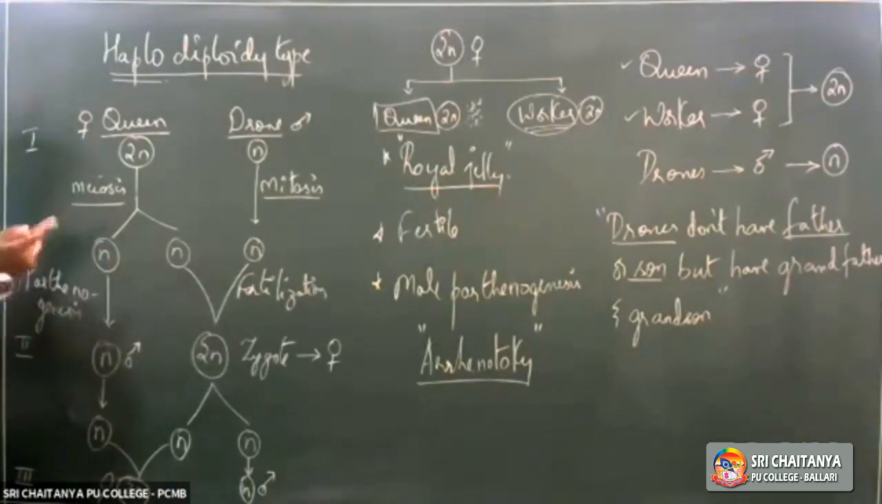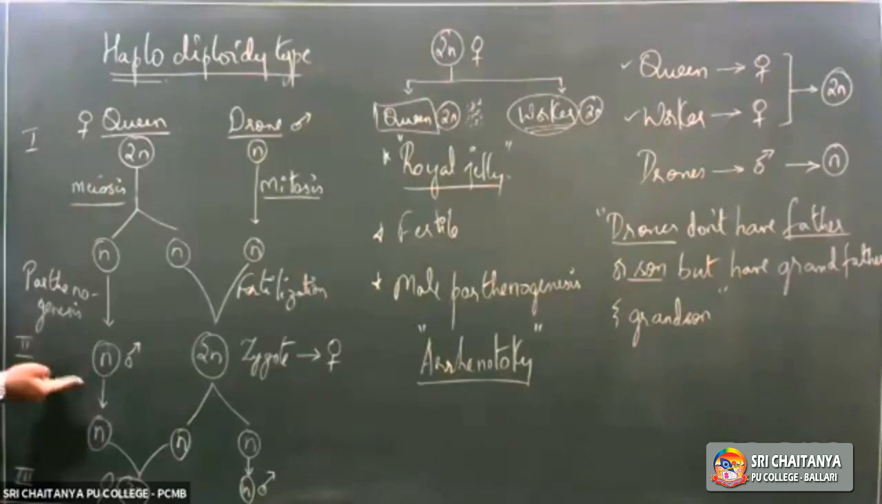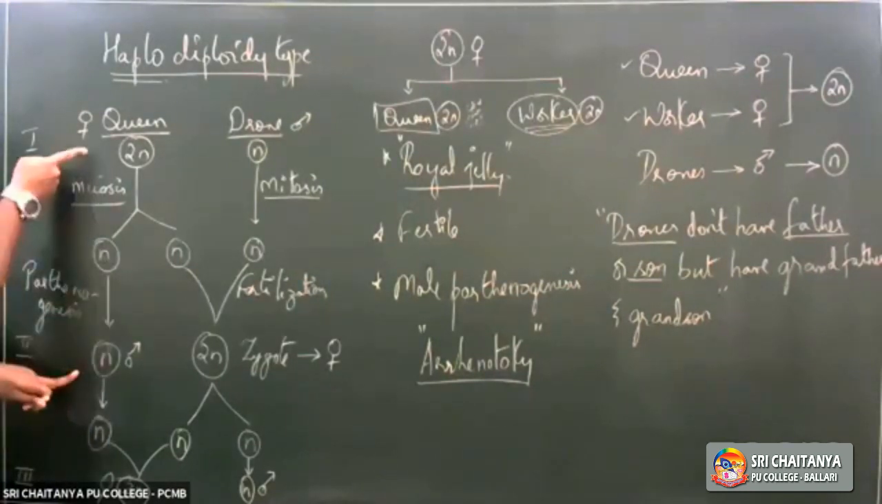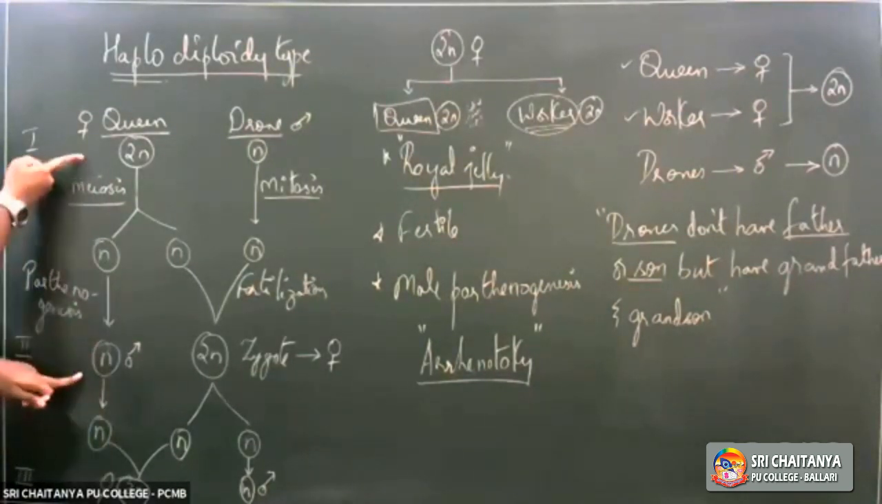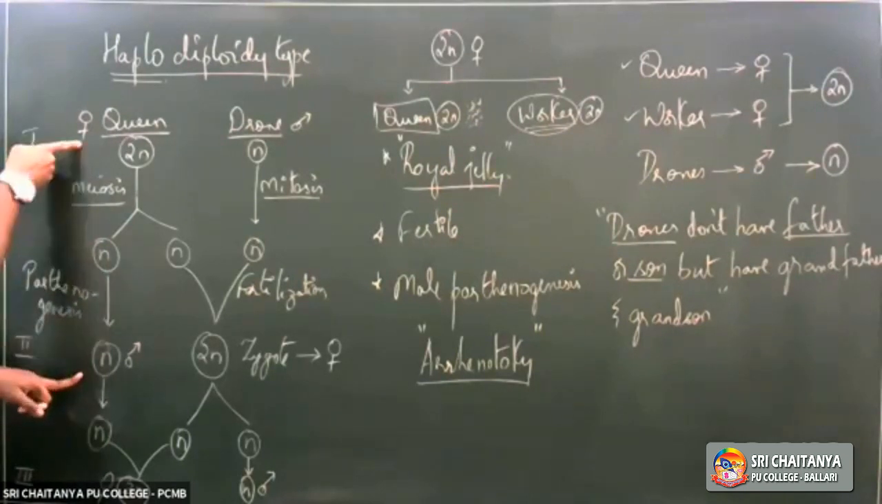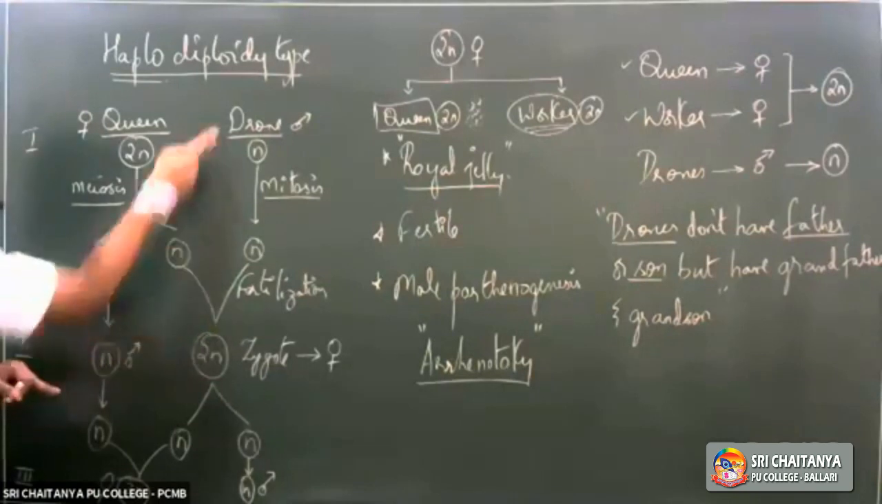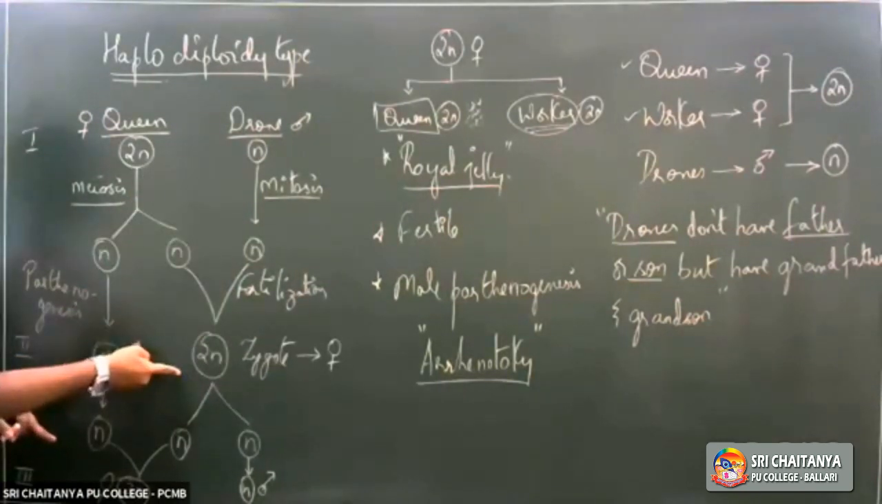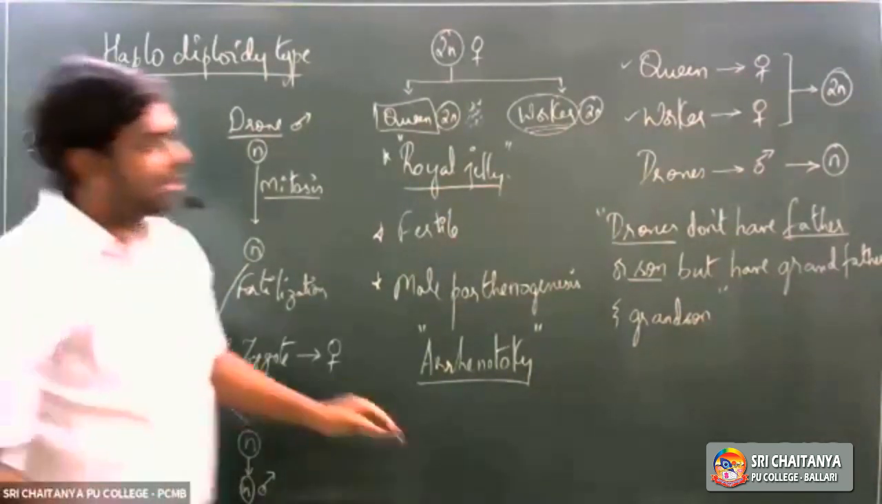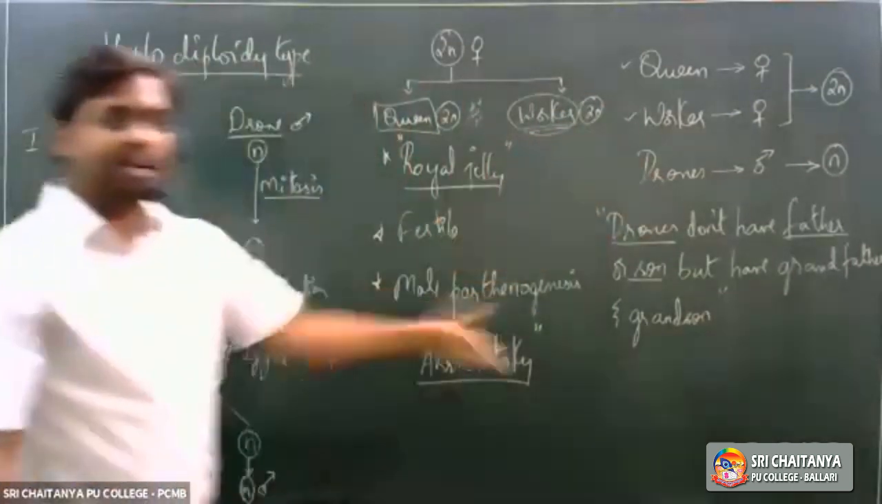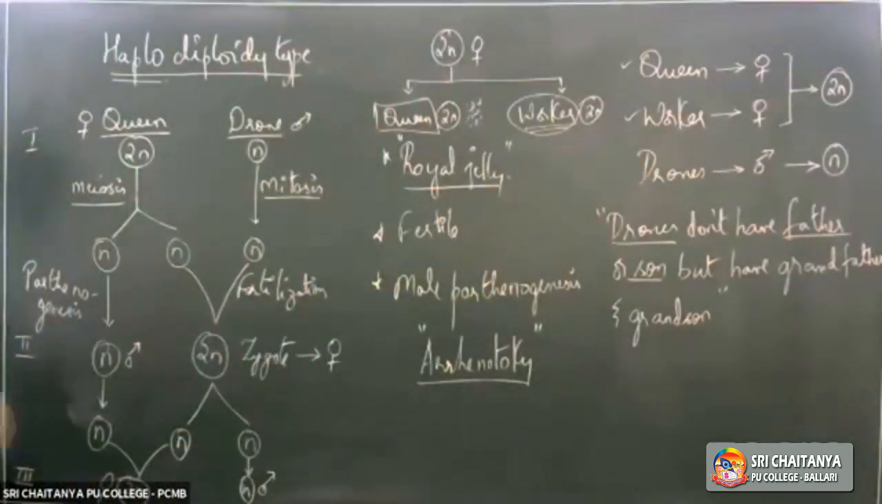Now we said that this female gamete would undergo a process called parthenogenesis, that is arrhenotoky, to produce the male drones. So males, that is drones, will have mothers but not fathers. Similarly, the drones will have daughters but not sons. Now, what we are saying in the second statement here is that they have grandfathers and grandsons. How do they have grandfathers and grandsons?